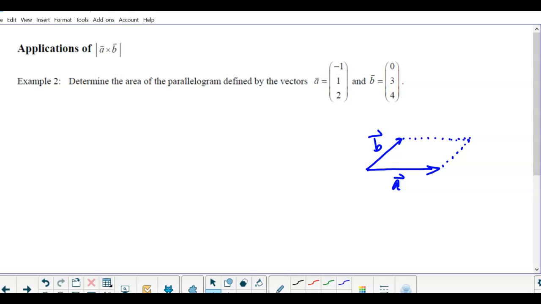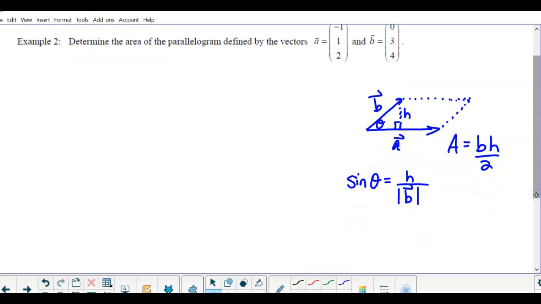Okay, so parallelogram looks something like that. Right, so area would be base times height divided by 2. In this case, our base is magnitude of A. Our height, we're not sure what that is, right? Call that angle theta in there. Then sine of theta is h over the magnitude of b, because that's the hypotenuse. Okay. And so h equals magnitude of b sine theta.